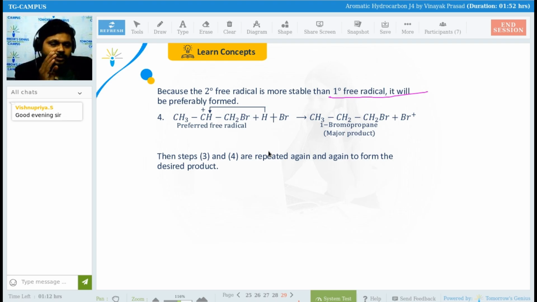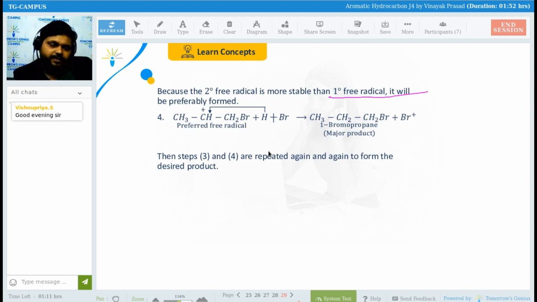So now, the Br will go to that carbon which is having more stability, or the Br will go to that carbon which is having less stability? More stability will be found, sir. So the Br will be going to the 2 degree free radical? Yes, sir. Yeah, Br will go to that 2 degree free radical. So that we were discussing here from that time, right?